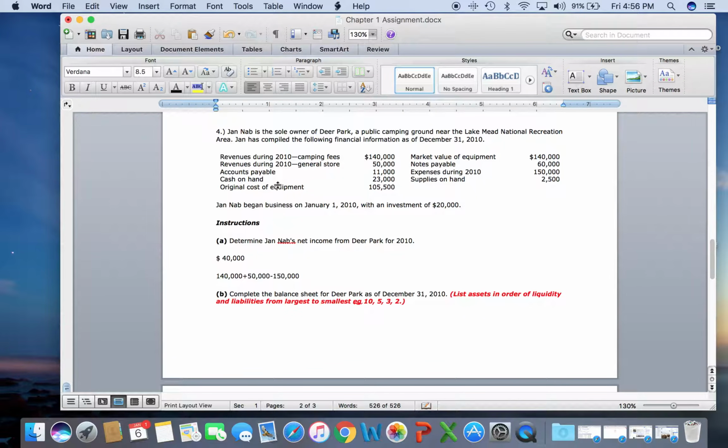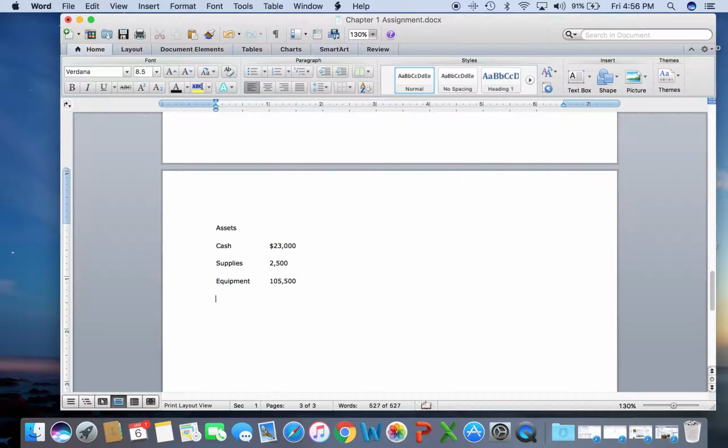Okay, let's take one last look. Revenues are done, payables are liabilities. We got cash, original cost of equipment, as for market value, we omit that, and we got supplies. Okay, so next part, add them up. What are your total assets? So you take 23,000 plus 2,500 plus 105,500. Okay, so that'll leave you with 131,000. All right, that's the next part.